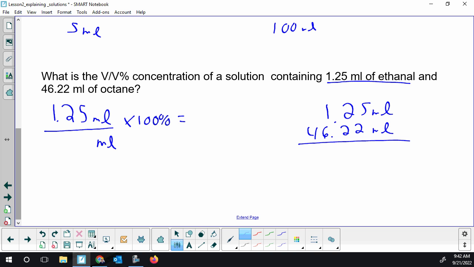Okay. And this is going to be a pretty reasonable estimate of the total volume, 47.47 mils. Now, when you mix solutions, you don't always get exactly the addition of the two volumes. Sometimes the mixing changes the density, okay? But I'm assuming that these two volumes you can just straight up add. So 47.47 mils. We end up with no units whatsoever.